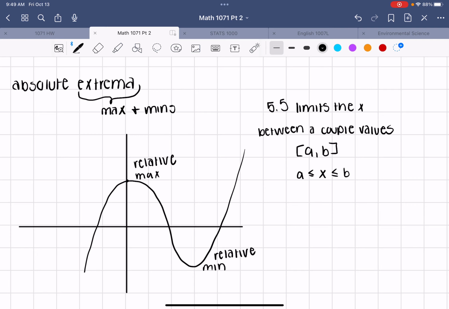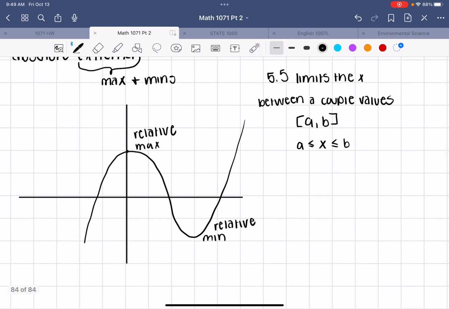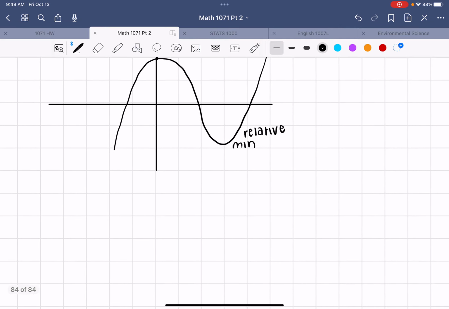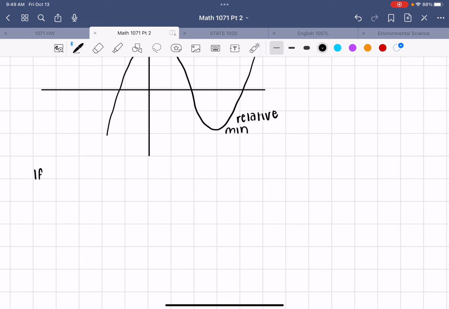And let me write that. If you limit a continuous function between a closed, bounded interval, there will be absolute extrema.